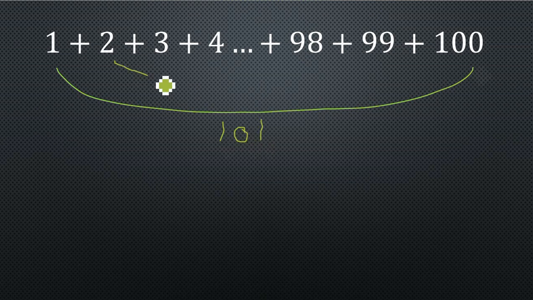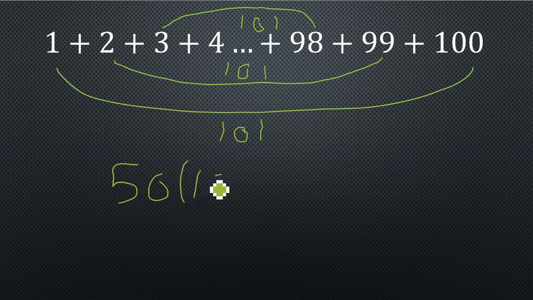Now we're going to look at the second term and the second to last term. And what does that add up to? 101. So this is the pattern he saw. And if we look at the third term and the third to last, 3 plus 98, again, is 101. So he saw that every pair, given this structure, adds up to the same number. And so he thought about the number of pairs that it would take to get this sum. We have 100 numbers, and if we pair them up, that makes 50 pairs. So he just did 50 times 101. Of course, that's going to give us 5,050.